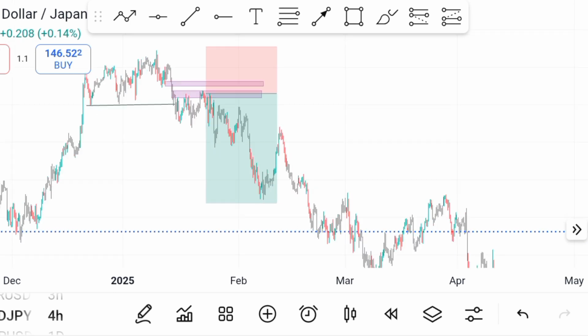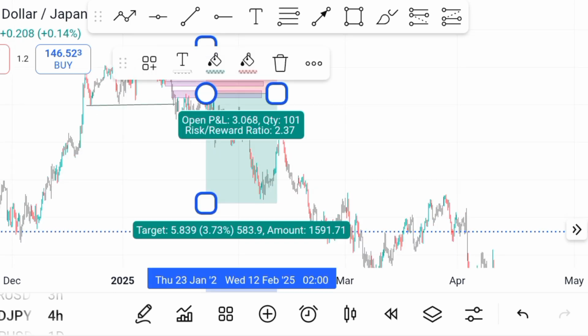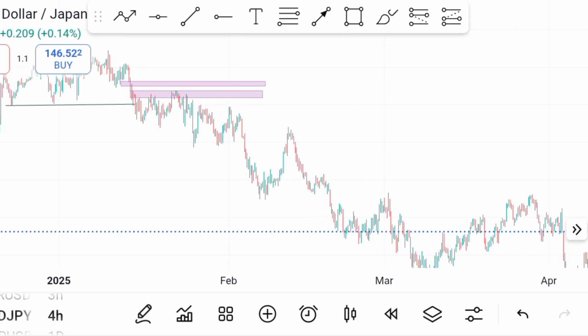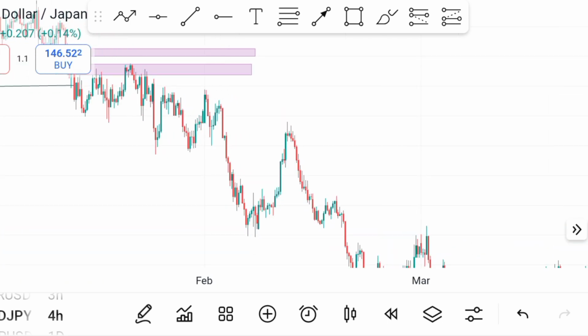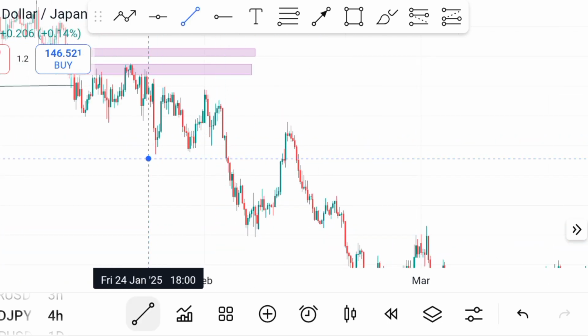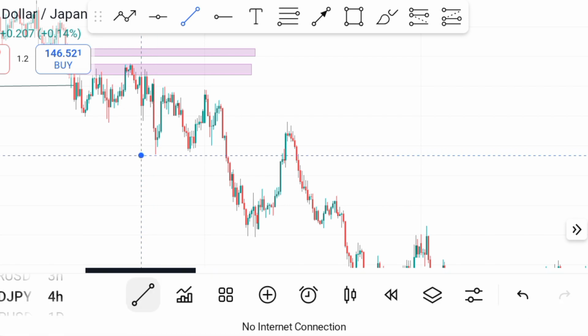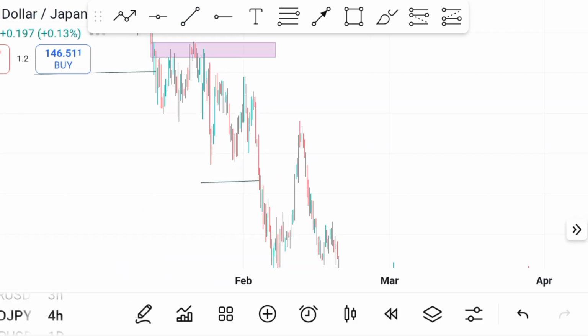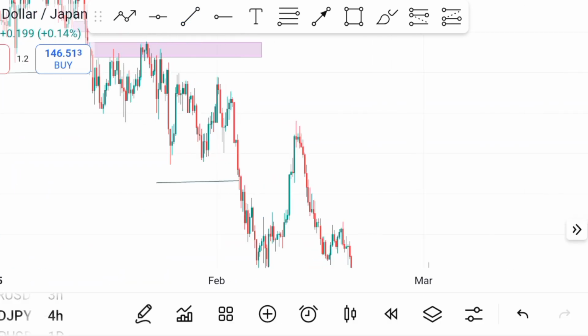So now we are here. Okay, so now that was a nice trade. After that, you can see there was another break of market structure right here. This was a break of market structure right here. So now here we shall go to our premium zone.